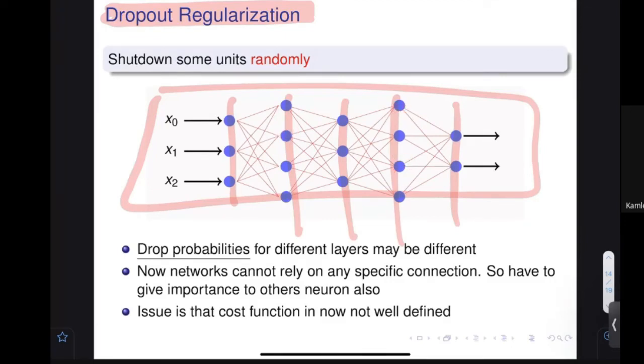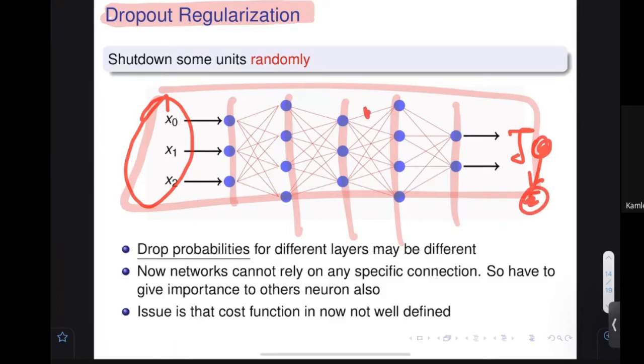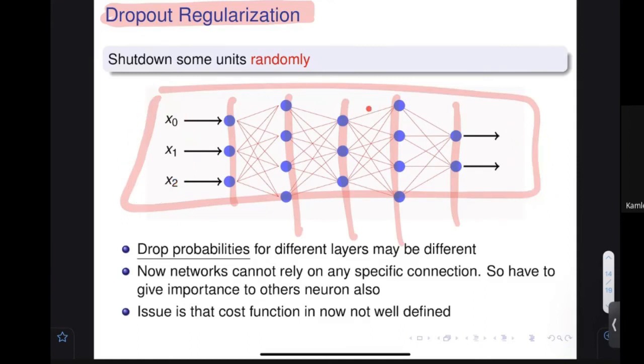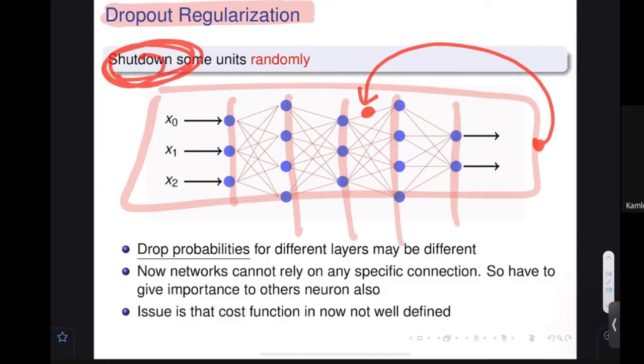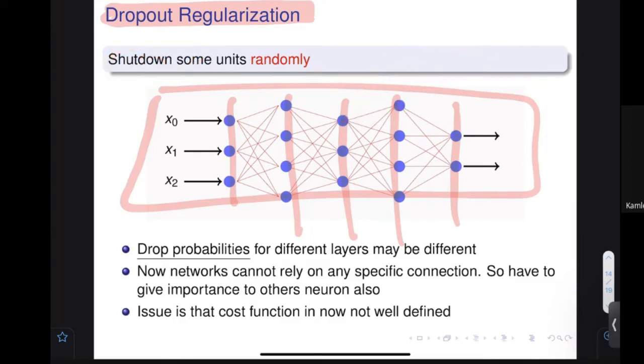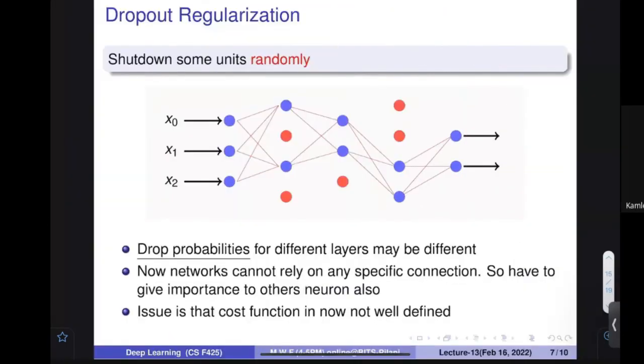What do I mean by shutdown? Whenever you train, you provide some input and find out what the output is. From this output, you see what the error is and what the derivative is. With respect to the derivative, let's assume you want to modify this particular weight. Based on all these computations, you can find out how much you have to change. But if I have shut down that particular unit, then this weight I'm not going to update, because the unit has been shut down. So sometimes you are not going to update a few things.